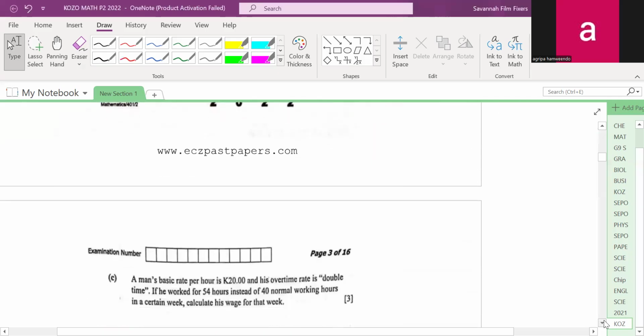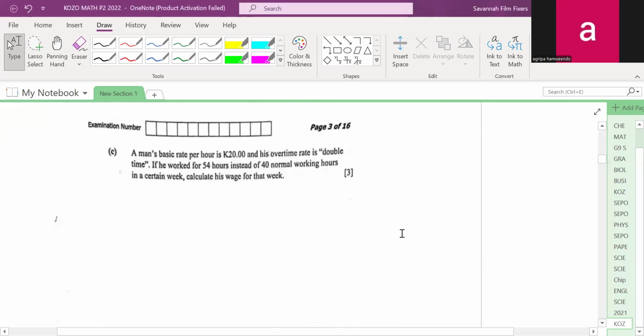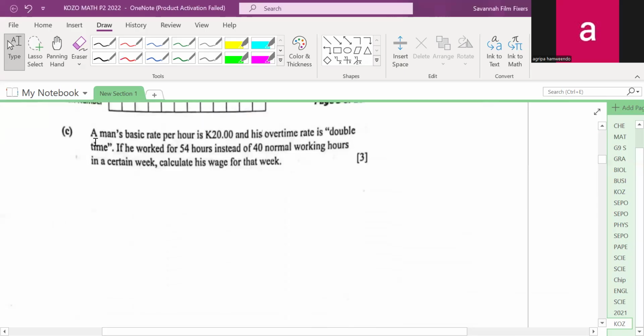All right. So question C is saying a man's basic rate pay is 20 kwacha per hour, and his overtime is double. So this man makes 20 kwacha per hour, right? But when he works overtime, he's making double 20 kwacha. If he worked for 54 hours instead of 40 normal working hours in a certain week, calculate his wage for that week.